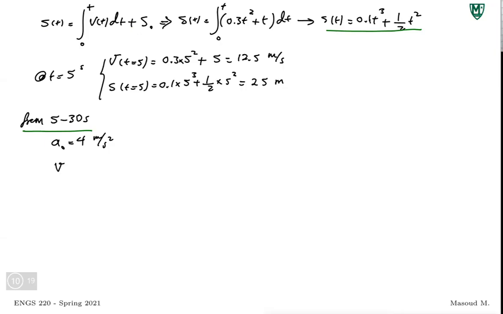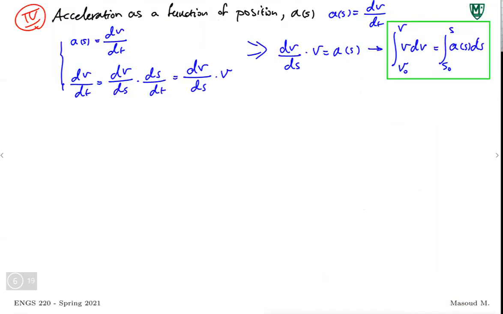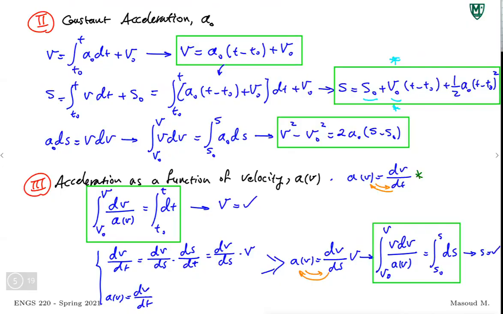So velocity would be, just to remind you what we're using, with acceleration as constant, a naught times (t minus t naught) plus v naught. We don't actually need to calculate the velocity. Let's just go to position directly, because we're asked how much is traveled. So let's just use s. To find s, we need s naught, which we have, the final position of the previous phase. We need v naught, the final velocity of the previous phase. We need a naught, and t minus t naught, which is 5 seconds to 30 seconds.